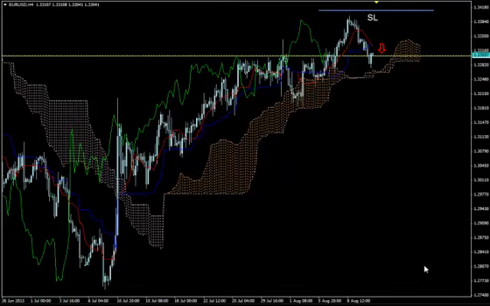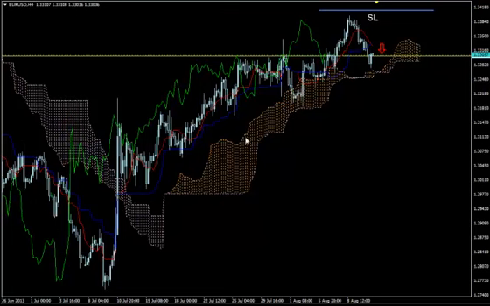Hi, this is EURUSD and today it's Monday, 12th of August 2013 and the time is 17:32 GMT. We are looking at the H4 time frame of the pair and we are using Ichimoku Kinko Hyo.